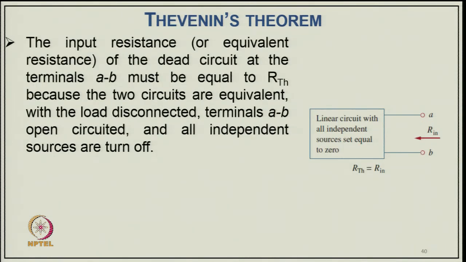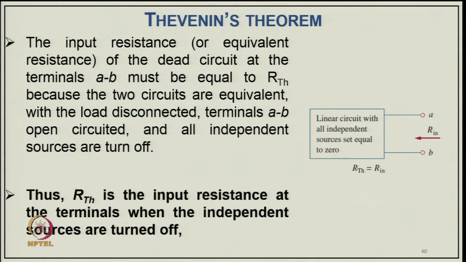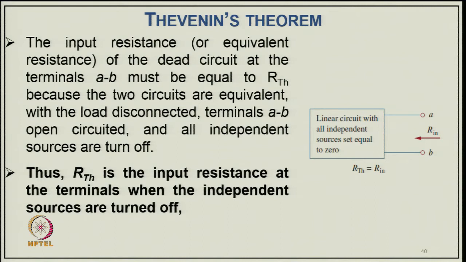Now, coming to R in, or RTH, the linear circuit with all independent sources set equal to 0. We have to make it a passive circuit. The input resistance or equivalent resistance of the dead circuit at the terminals A B must be equal to RTH, because the two circuits are equivalent with the load disconnected at terminals A B, open circuit, and all the independent sources turned off. Thus, RTH is the input resistance at the terminals when the independent sources are turned off, and RTH equals R in of this linear circuit.